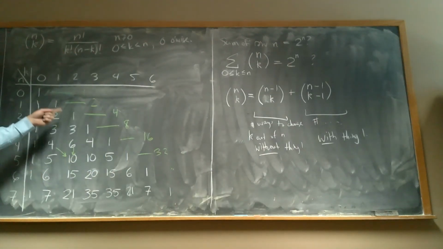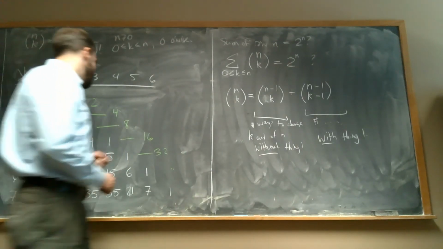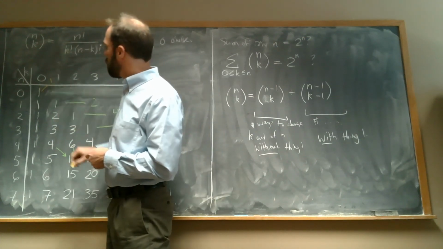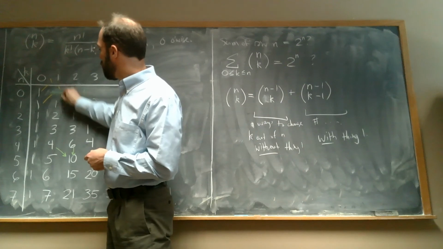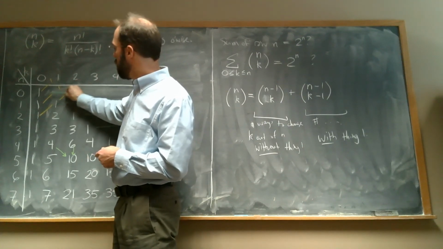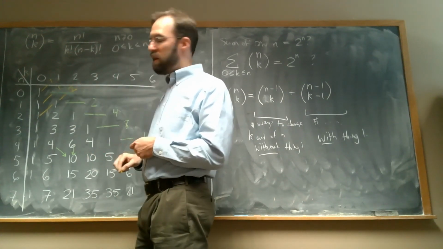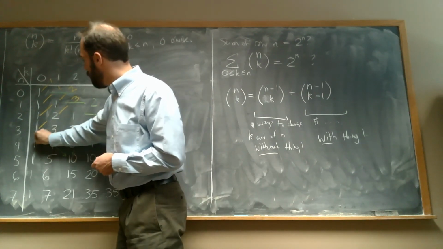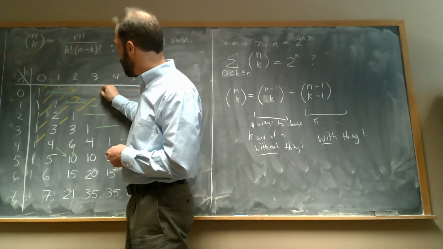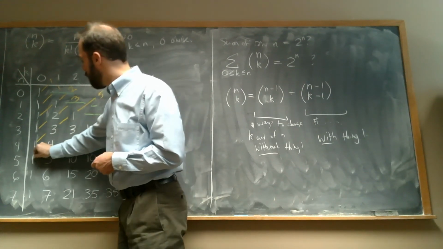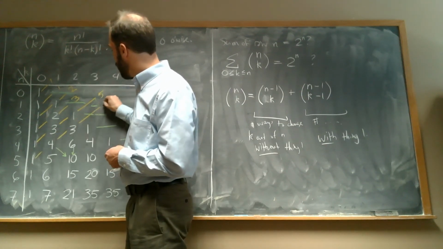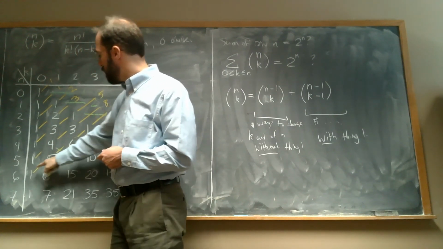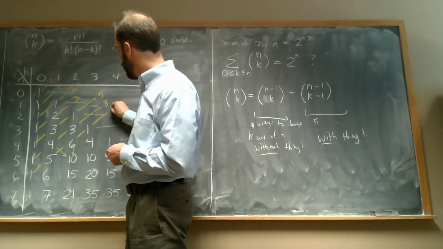We added up rows of this before. If I instead add by diagonals, so that diagonal is 1, this is 1. If I add up along this diagonal, I get 2. If I add up this diagonal, I get 3, 1 plus 2. Here, 1 plus 3 plus 1 is 5. 1 plus 4 plus 3 is 8. 1 plus 5 plus 6 plus 1, let's see, that's 6 plus 6 is 12 plus 1 is 13.